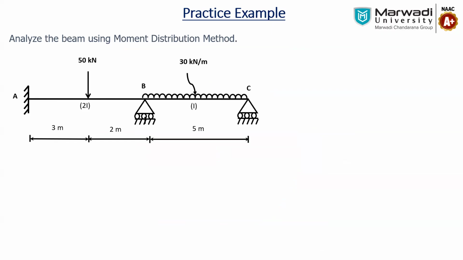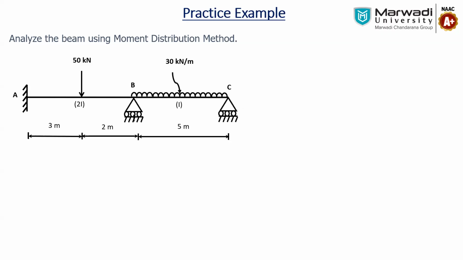There is a two-span continuous beam. The first span has a point load at a 3 meter distance from A, and the second span has a 30 kilonewton per meter UDL over the entire span. In AB, the moment of inertia is 2I, while in BC the moment of inertia is I, which shows the change of cross section throughout the span. Next, we will start with the calculation.